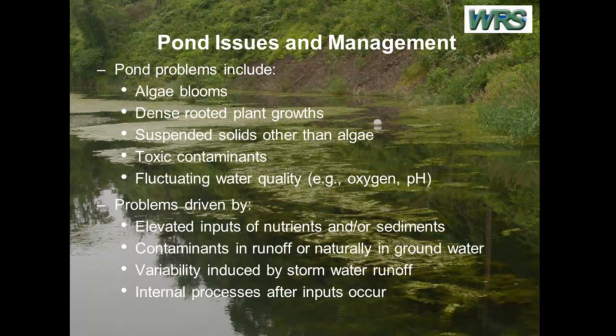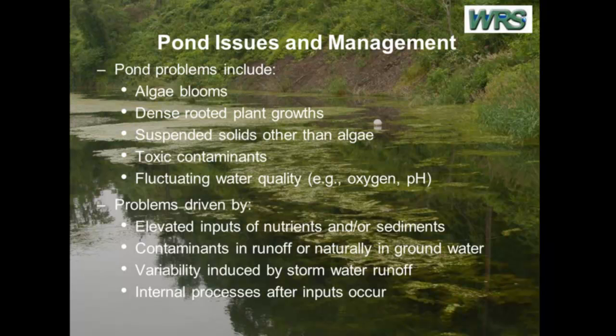Pond problems, most of the things that you hear about: algae blooms, rooted plant growths, a lot of suspended solids, not necessarily algae, it just could be resuspended bottom sediment, toxic contaminants, and fluctuating water quality, things that go up and down, pH and oxygen being two good examples. Certainly there's other things going on. There's nuisance fauna. There are a variety of things that can affect lakes that will result in problems for people. But for the most part, these are the biggies that you get phone calls about.